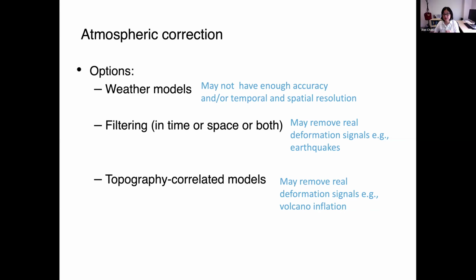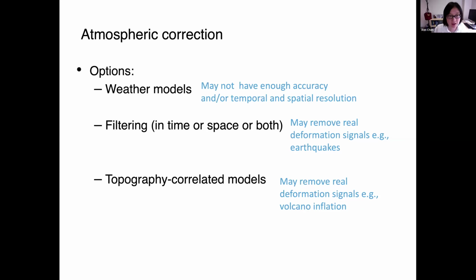The danger here is you need to have some prior information that your deformation signal is not correlated with topography. Otherwise, some of the hydrology signal might be related to topography, and the third approach might, again, remove both.